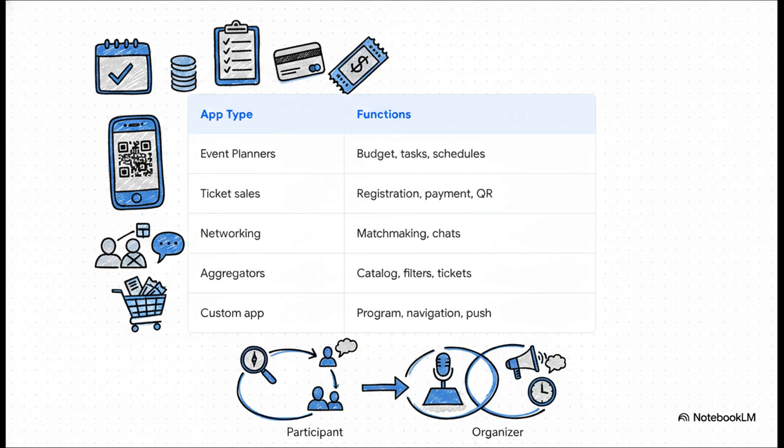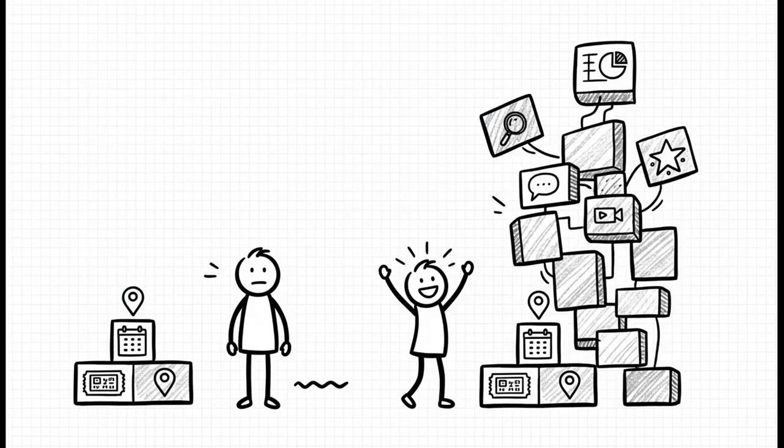But then look at the custom apps category. This is the sweet spot where you combine the participants' need for navigation and interactive networking with the organizers' need to control the program and send out push notifications. It's all about aligning the app's core function with the primary goal of your event. The absolutely crucial takeaway here is knowing the difference between the essential minimum stack, just to get people through the door, and the extended stack, which creates a living, breathing environment.